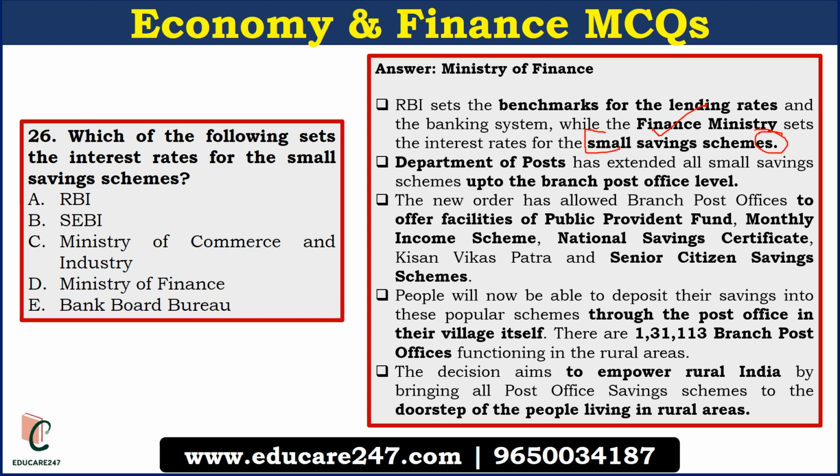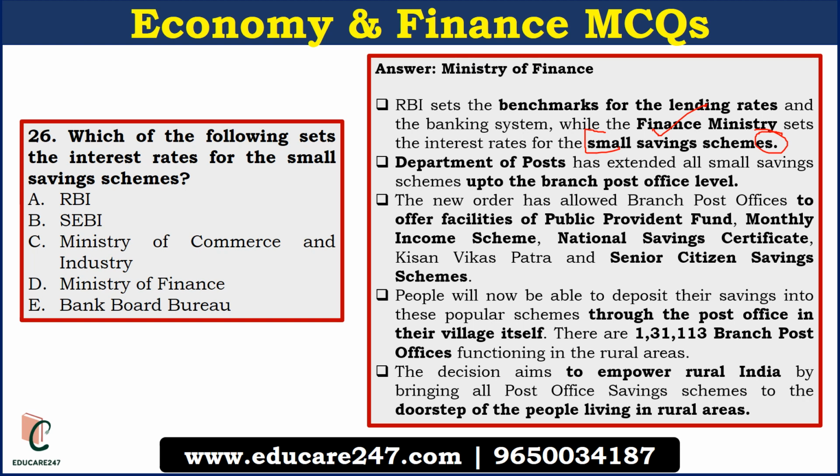Department of Post has extended all the saving schemes up to the branch post office level recently. Under this order, the branch post offices can offer facilities of Provident Fund, Monthly Income Scheme, National Saving Certificate Scheme, Kisan Vikas Patra and Senior Citizen Saving Schemes. These are all small saving schemes run by Ministry of Finance.